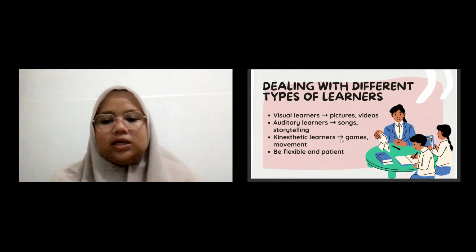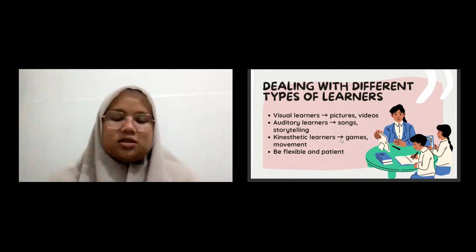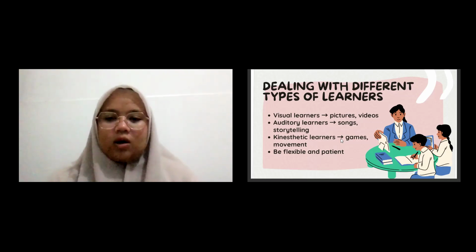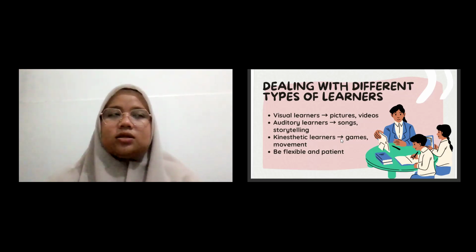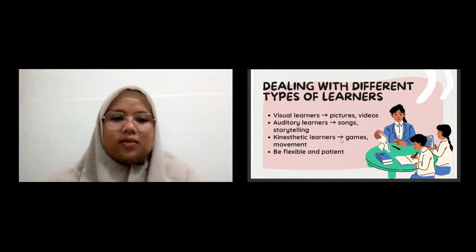Kinesthetic learners usually learn by moving, and they don't just stay in their place. They move from one place to another. So the teacher can make activities during the learning process, using games or anything that involves student movement. So the teacher, sorry, I need to correct myself.